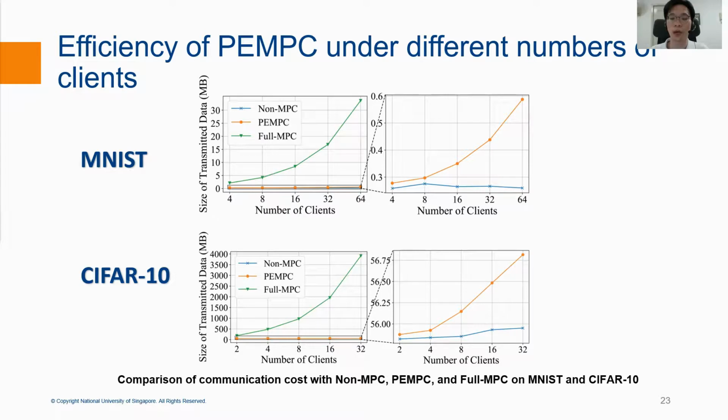X-axis is the number of clients, and Y-axis is the size of the transmitted data in each round. For the full MPC method, the green line is significantly higher than the non-MPC blue line, and our method, the orange line. And similar behavior can be seen in CIFAR-10. We also plotted the baseline method and our proposed method on the right side. For the LeNet-5 in the MNIST dataset, the overhead at client 64, the amount of data is increased around 0.3 megabyte only. And for the CIFAR-10, which is using VGG16, the communication overhead increased around 0.8 megabyte only when the client is 32.